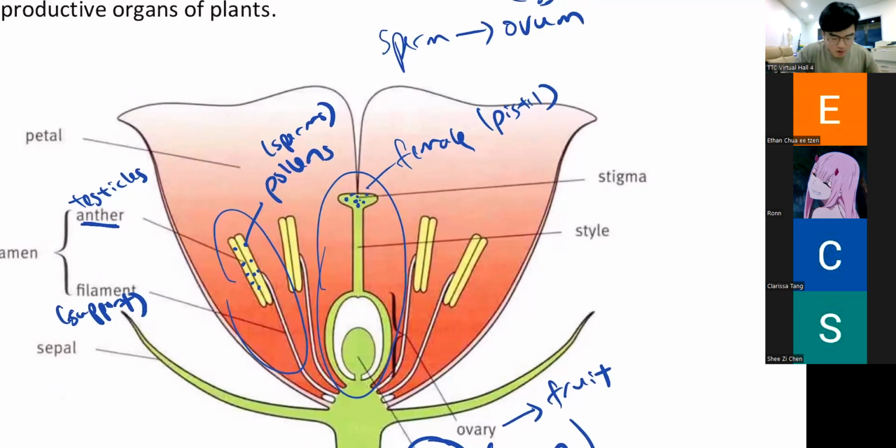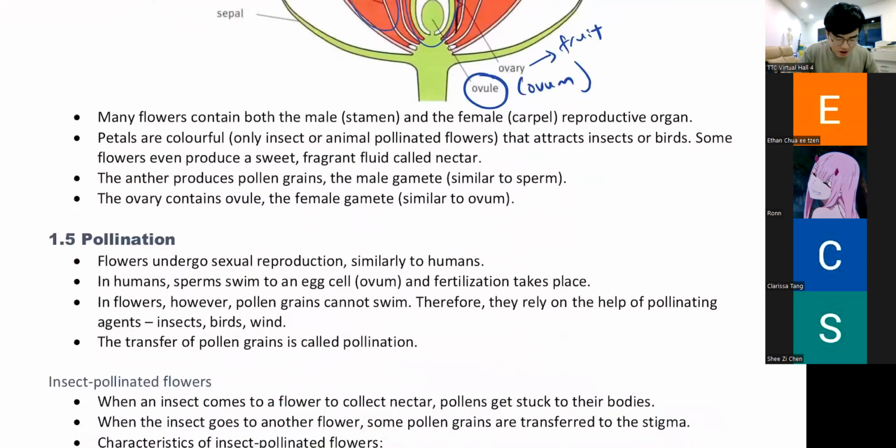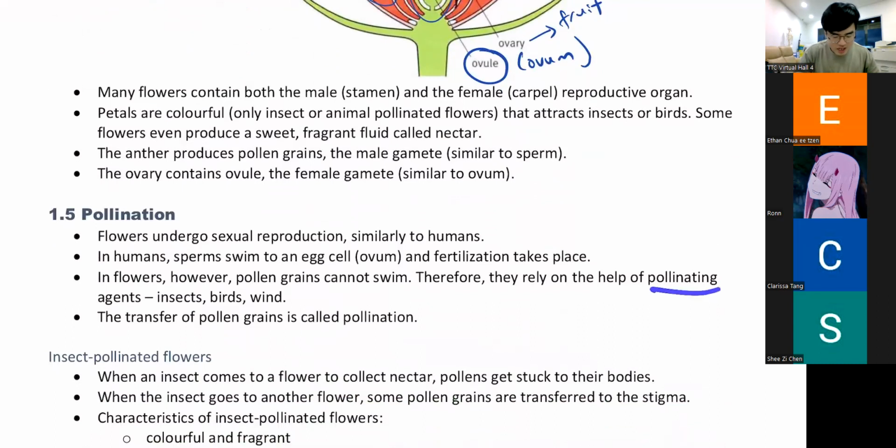So how do they transfer pollen to the female? This thing cannot swim also. How do they come here? They will use something called a pollinating agent.